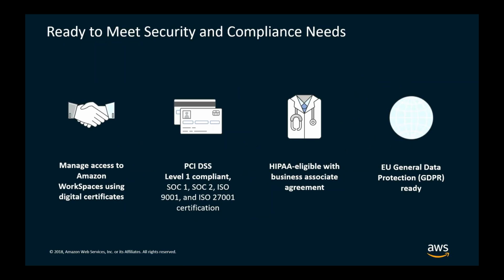And then WorkSpaces is ready to meet your security and compliance needs. You can again manage access to Amazon WorkSpaces using digital certificates, ensuring that the endpoint is one that you know or potentially manage in your environment. WorkSpaces is PCI DSS Level 1 compliant, conforming to the payment card industry security standard. That means you can use WorkSpaces to utilize applications and files that contain sensitive cardholder data. WorkSpaces is HIPAA eligible with a business associate agreement. You can utilize applications and files that contain and work with protected health information.